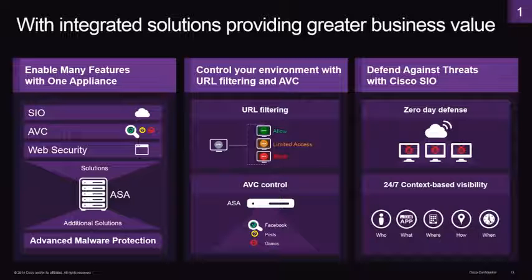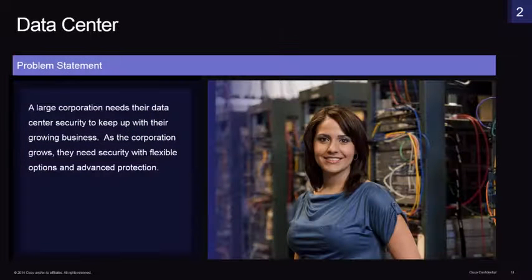In Use Case 2, a company needs improved data center protection. Use Case 2 will address the challenges that arise deploying a secure data center. A large corporation needs their data center security to keep up with their growing business. As the corporation grows, they need security with flexible options and advanced protection.